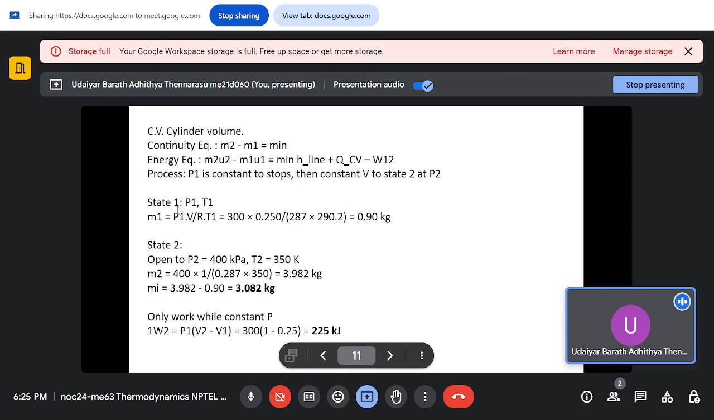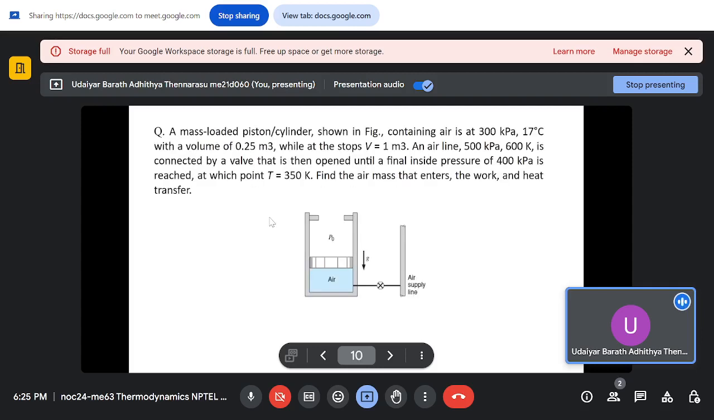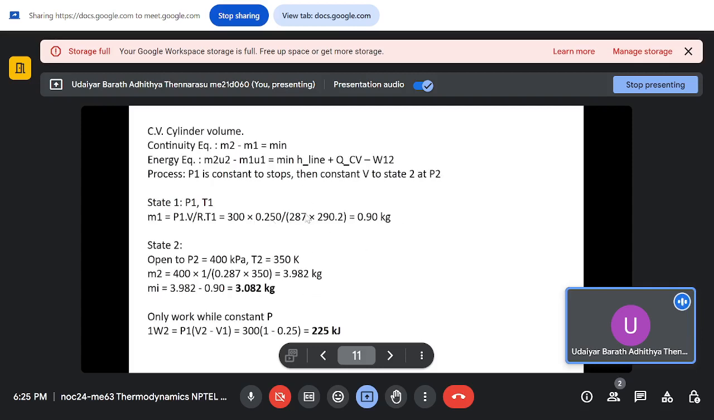So at state 1, you know P1, T1, so you can find out mass 1. P1 V1 divided by R T1, your ideal gas relation. So P is 300 kilopascal into volume 0.25 meter cube, which is given, divided by the air gas constant, which is 287, into 290.2, which is the temperature. So substituting this, we will get mass as 0.9 kg.